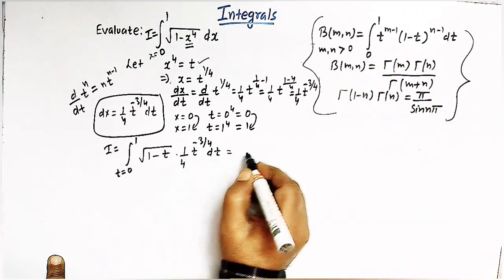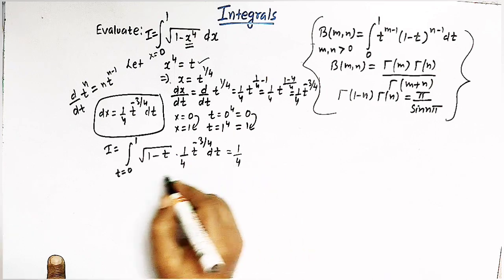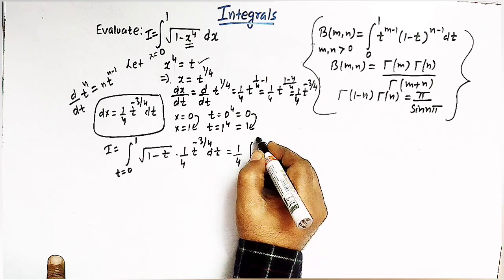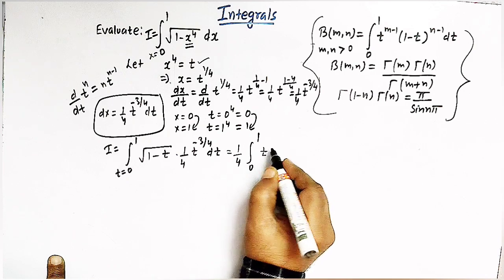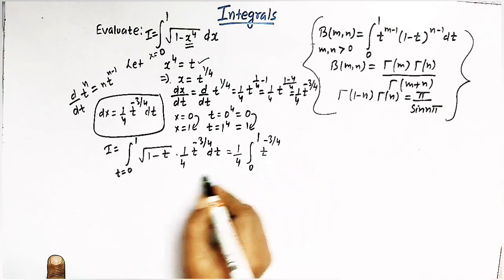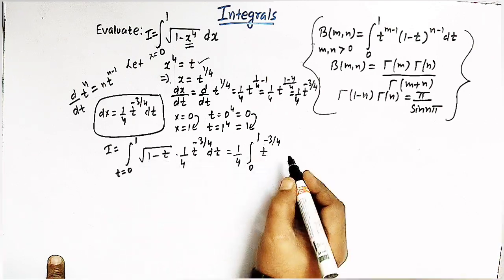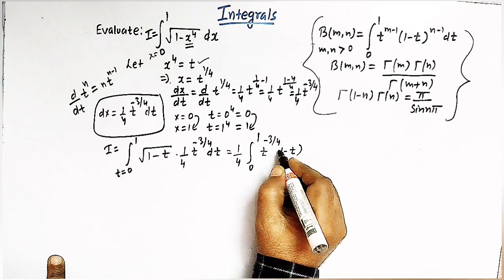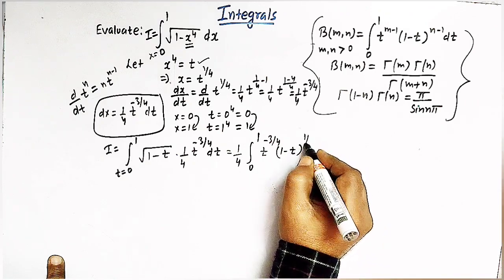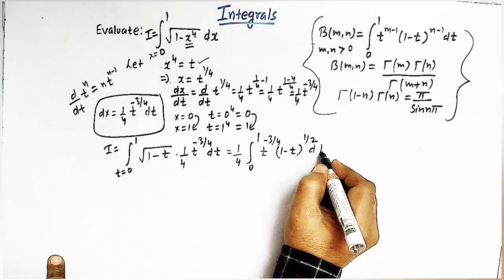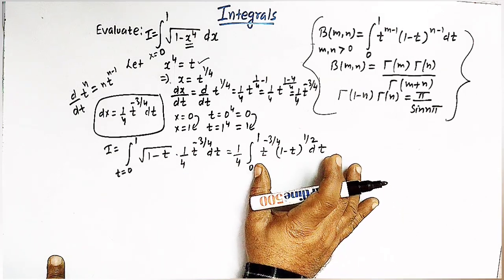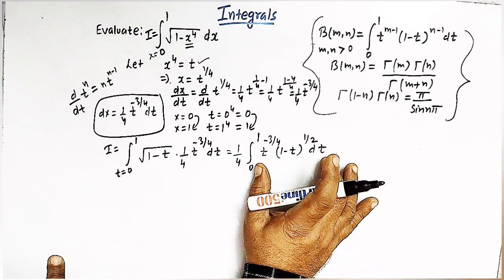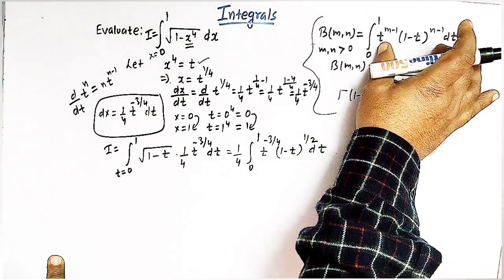So we can take 1 by 4 outside the integral, and we have 0 to 1, and here we can write t raised to minus 3 by 4, and square root of 1 minus t can be written as 1 minus t raised to half, and here we have dt, right?